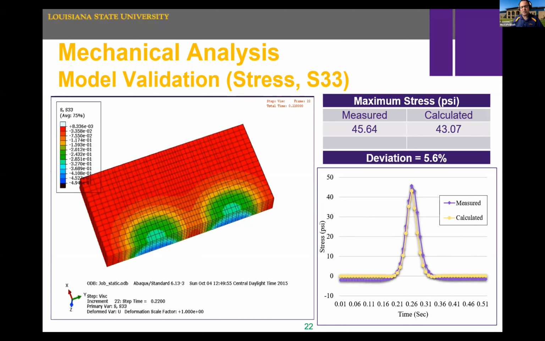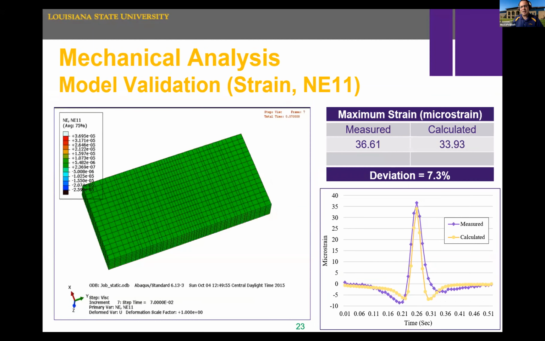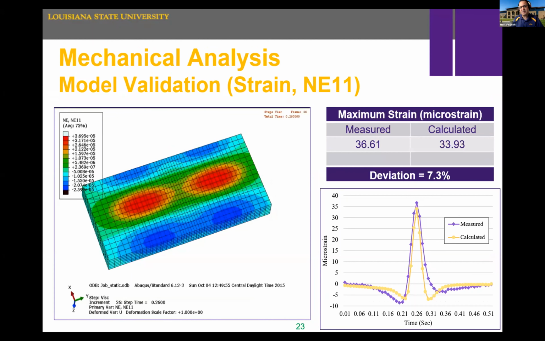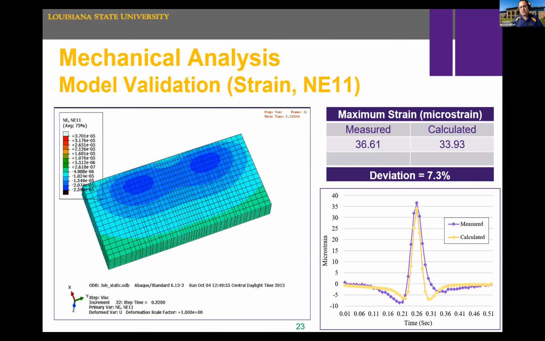You cannot compare stress only. You always have to compare stress and strain, or stress and deformation. So we compared the longitudinal strain here. You can see that longitudinal strain is quite interesting because it starts with compression, then it changes to tension, and then it changes to compression again. We also had quite a good agreement between experimental measurement and model prediction.